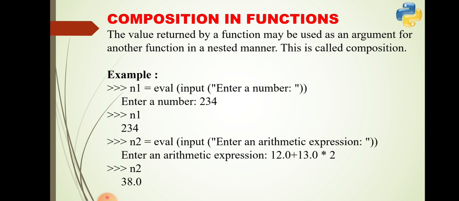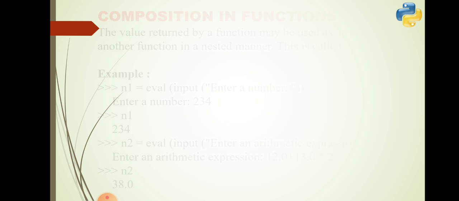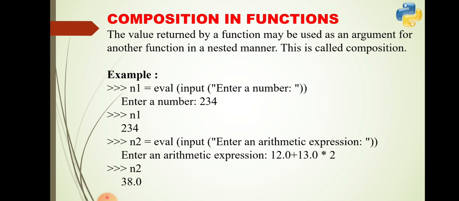For example, n1 is equal to eval of input, enter the number. Enter a number, 234. So now n1 is 234. n2 is eval of input, enter the arithmetic expression: 12.0 plus 13.0 into 2. Now if we call n2, the result will be 38.0. We use the variable simply to execute this value, and that is what composite functions are.